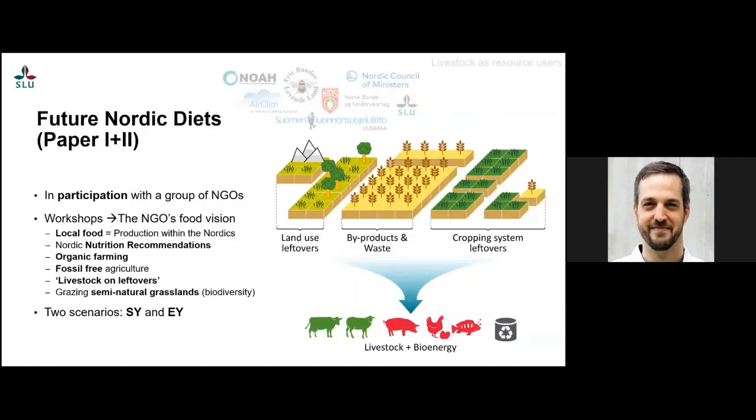And in the thesis, I grouped leftover resources into 3 broad groups, which are presented here in the figure. So the first group here to the left, I call land use leftovers. And here I refer to land areas where direct plant source food production is unfeasible. So in these scenarios, we included semi-natural grasslands as a land use leftover, and also some remote forests and alpine pastures in Norway.